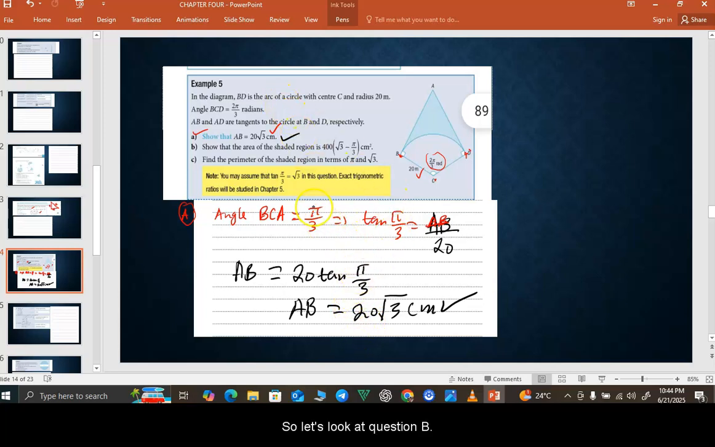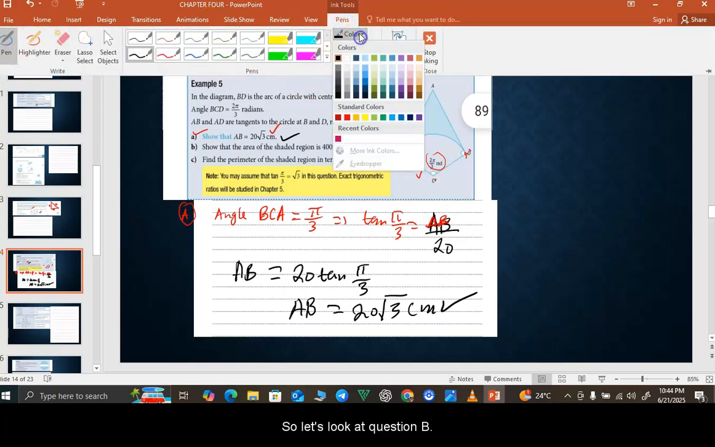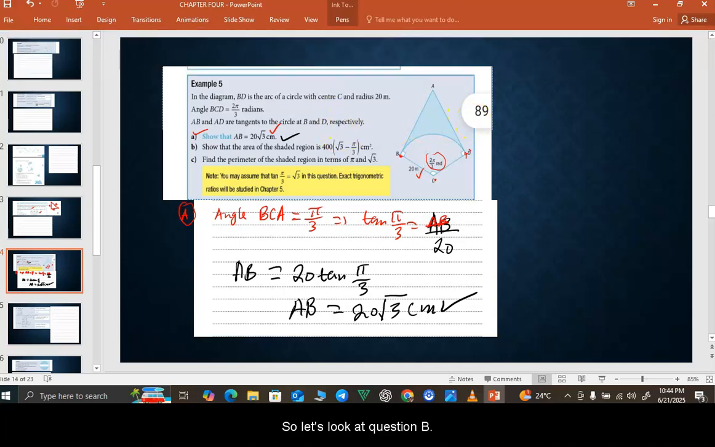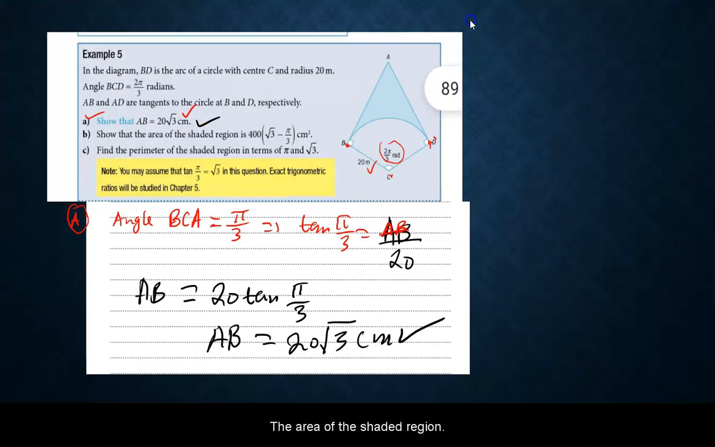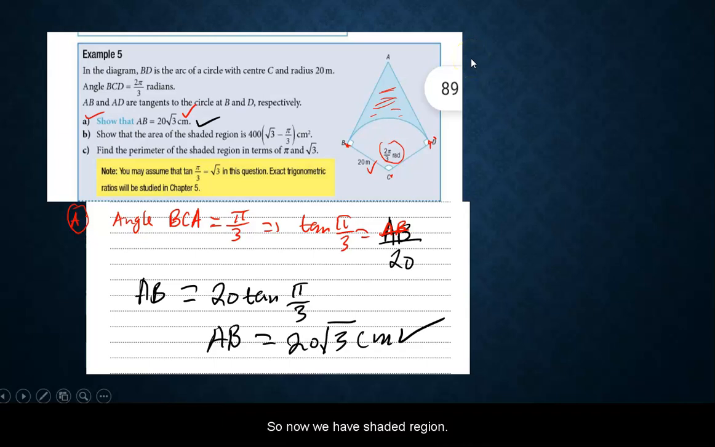So let's look at question B. We are finding the area of the shaded region. The area of the shaded region, all these sides, is 400 root 3 minus pi over 3 centimeters squared. Okay, so let's look at it together. Conceptual understanding. So what were you given and what are you looking for? So now we have the shaded region.